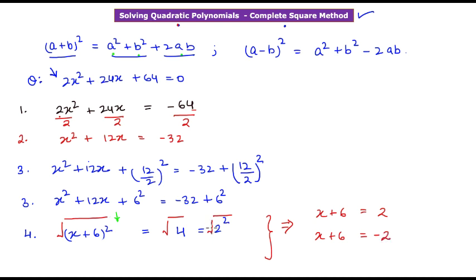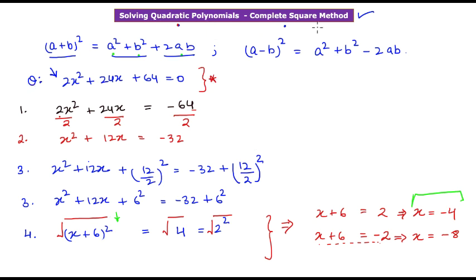Because whenever you take the square root of any number, you can have either a plus value or a negative value. This is a very standard thing we have learned in our elementary days. And this will give me exactly two solutions: x is either equal to 2 minus 6, which is negative 4, or x is equal to negative 8. So these are your two zeros or two solutions for this original polynomial that you have.